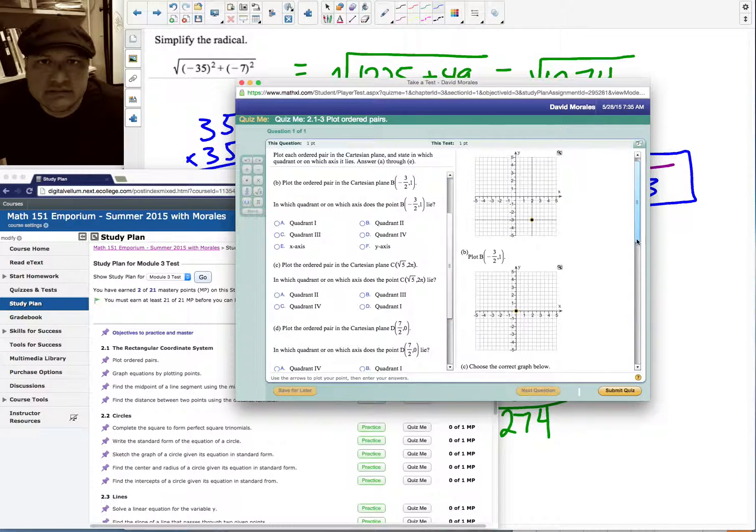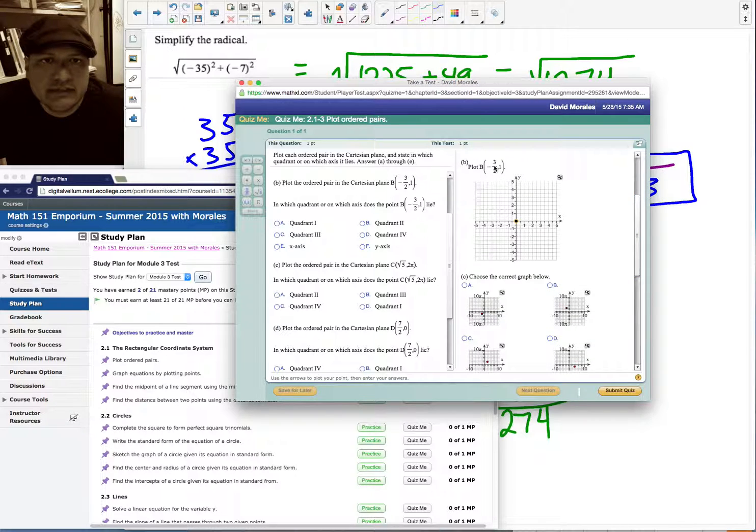Next we're going to plot (-3/2, 1). So -3 halves is like -1.5. So this is going to go over here to -1.5 and up to 1. This is in quadrant 2.